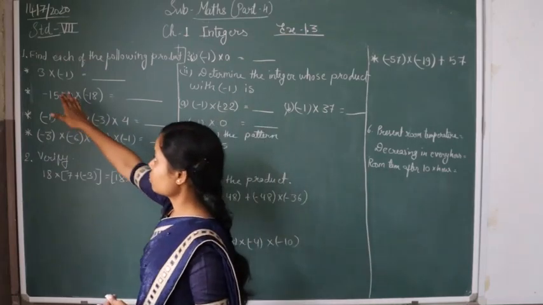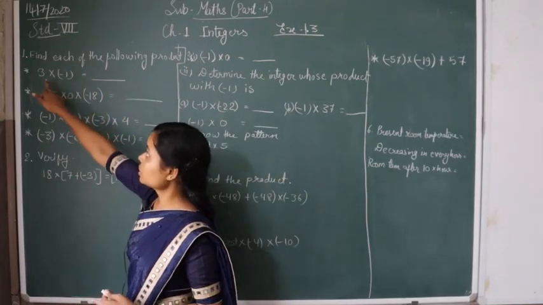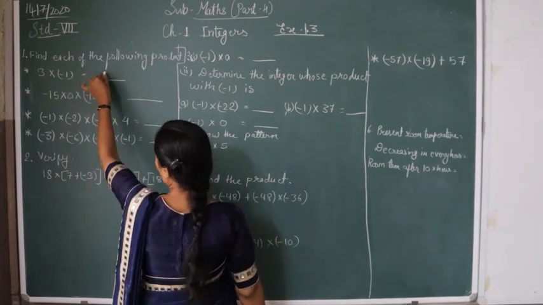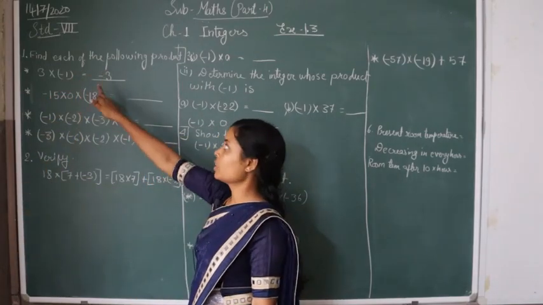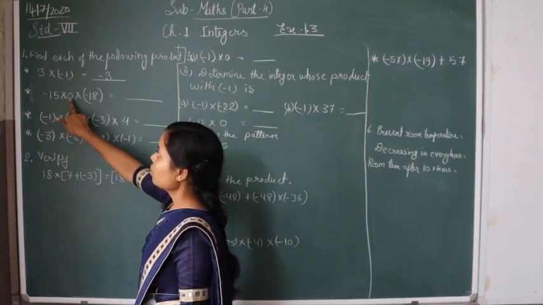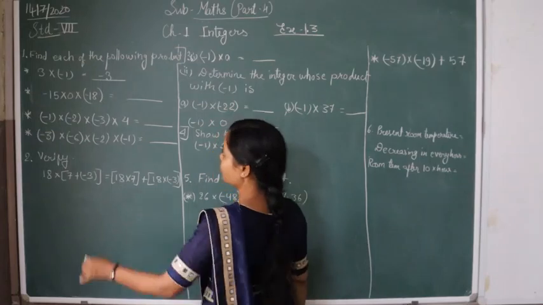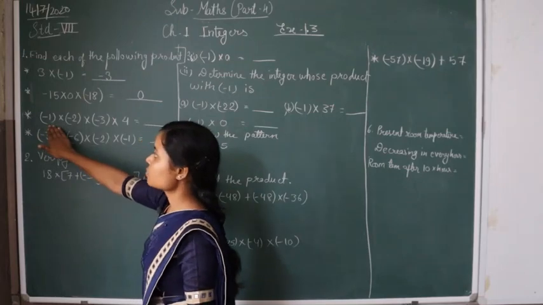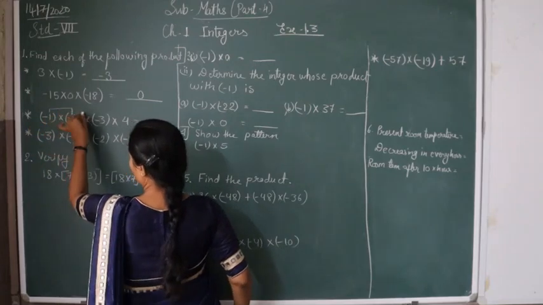Okay, so first question is find each of the following product. 3 multiplied by minus 1. 3 is multiplied by 1, we get 3 and the symbol is minus. So we have minus 3. Then minus 15 multiplied by 0 multiplied by minus 18. When any number is multiplied by 0, we get 0 every time. Then here we have 4 integers, so we will make a pair first.